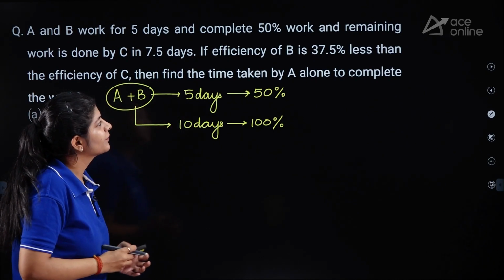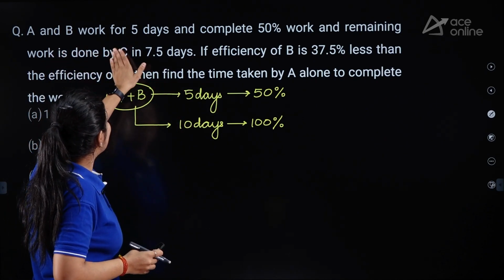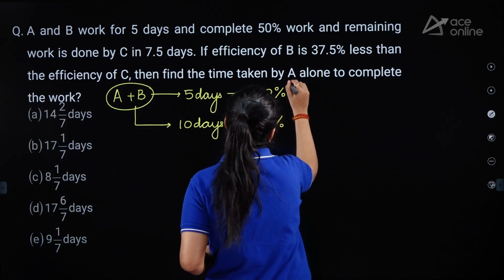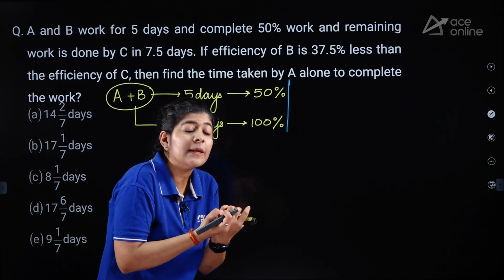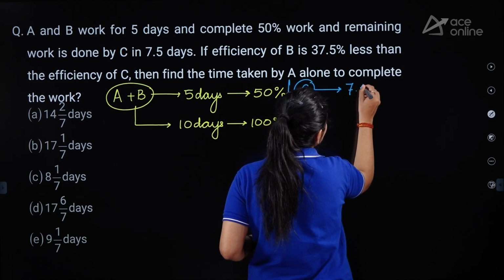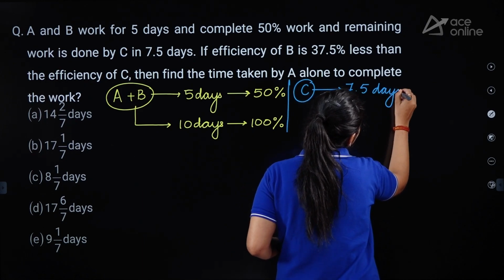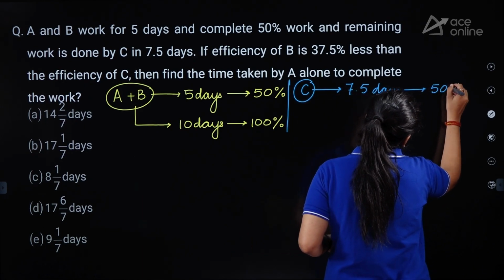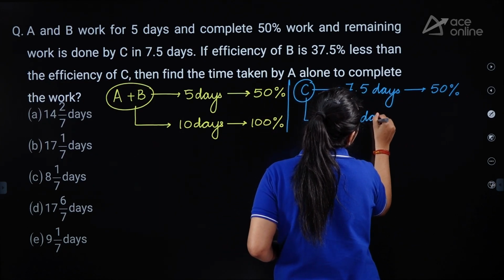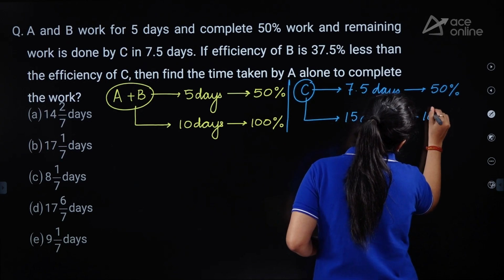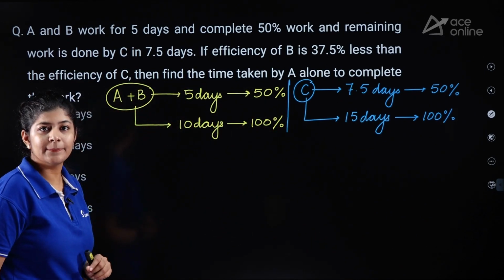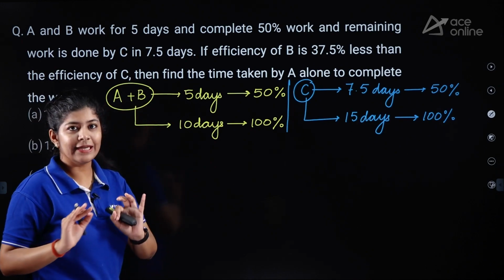Okay, now the next one. The remaining work is done by C in 7.5 days. Now, what does the question say? The remaining work means the remaining 50% of the work. C is doing the remaining 50% of the work in 7.5 days. That means in 15 days he is able to complete 100% of the work. So basically, this is the data that I have.